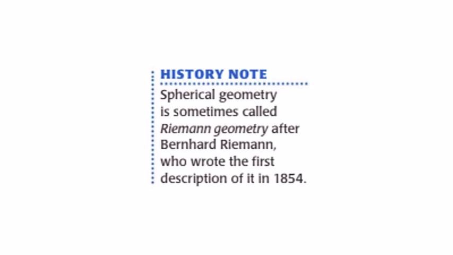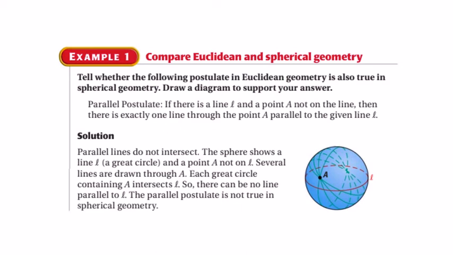Alright, so on a history note, spherical geometry is sometimes called Riemann geometry, after Bernhard Riemann, who wrote his first description of it in 1854.